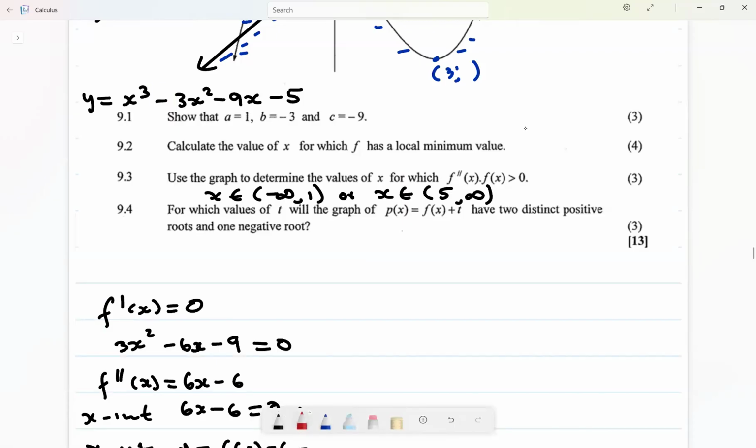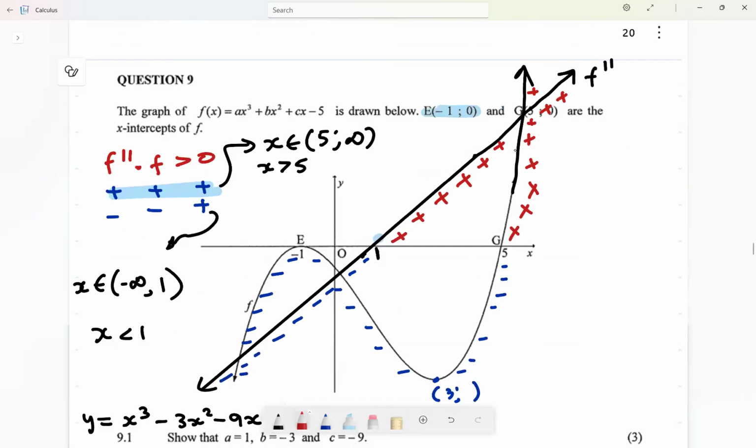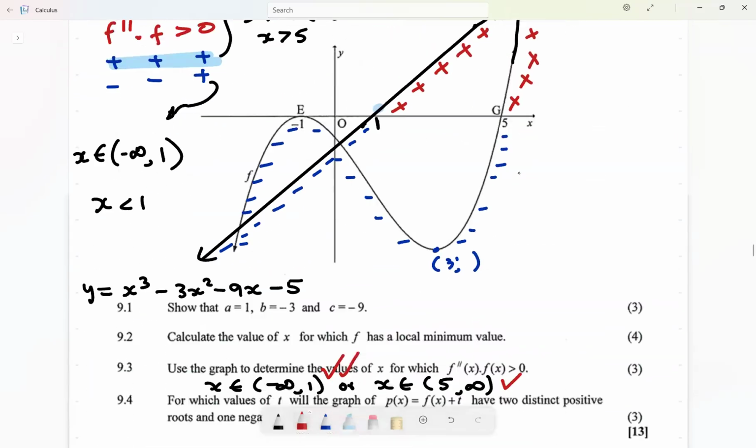So this will be 2 marks. Why? Because you found this value of x. It was not given, but this one is just 1 mark because you were given it. Okay, guys, these questions are not difficult.